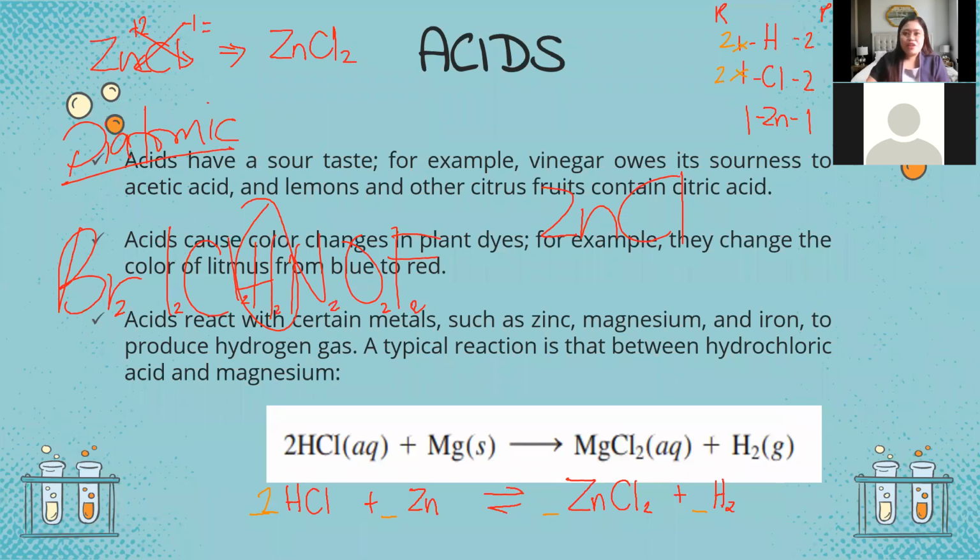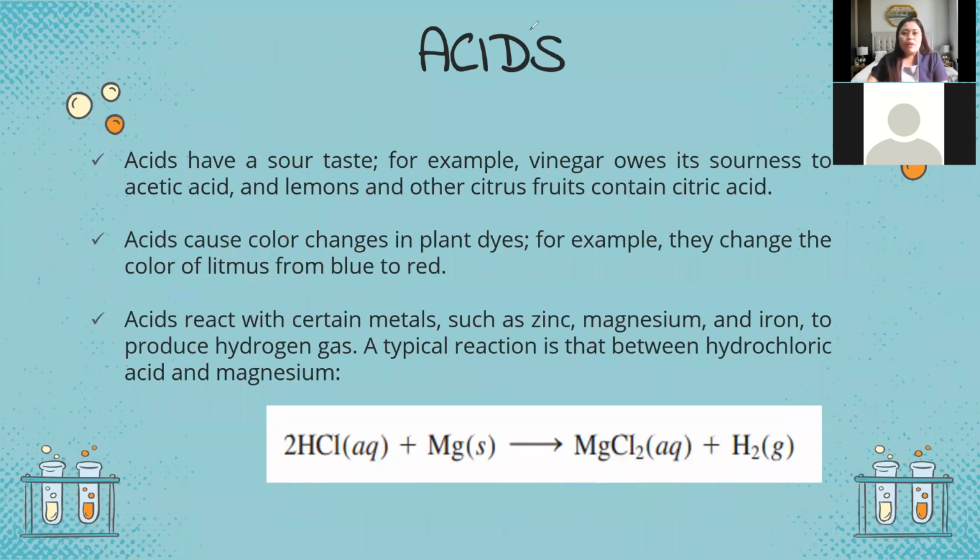Okay? So yan yung magiging reaction ng acid natin sa metals. Magre-release siya ng hydrogen gas. Questions so far? Oras na. Let me look at the time. We'll take a 5-minute break later.